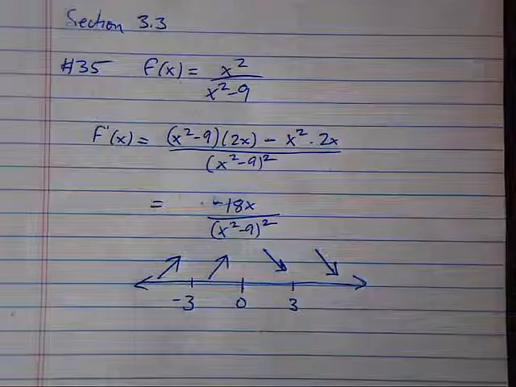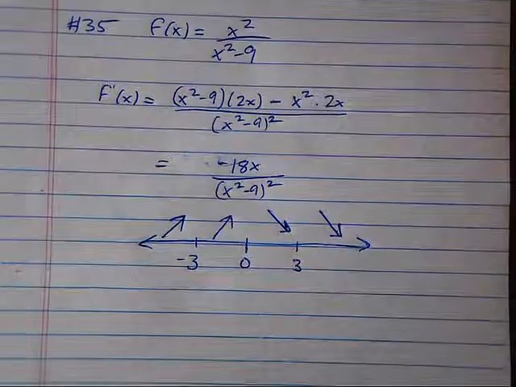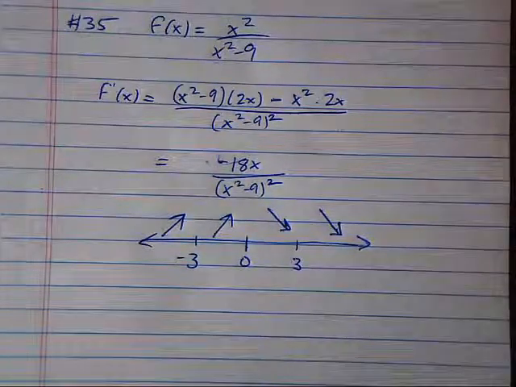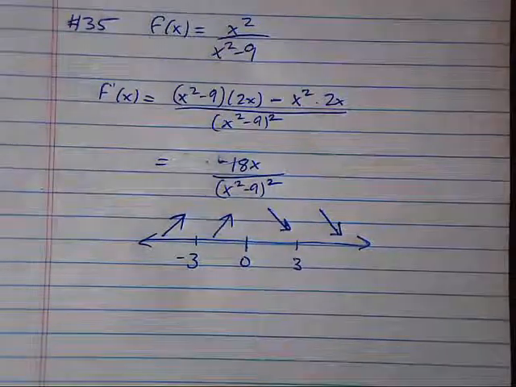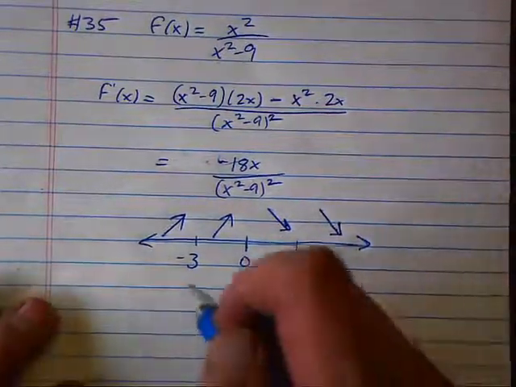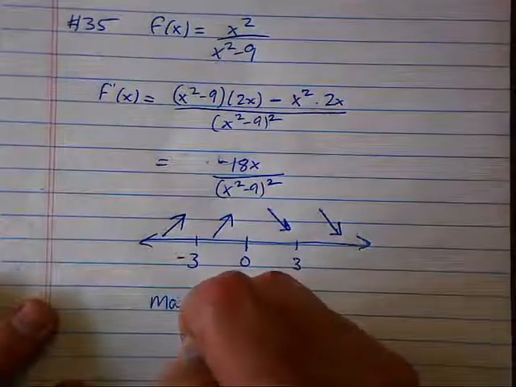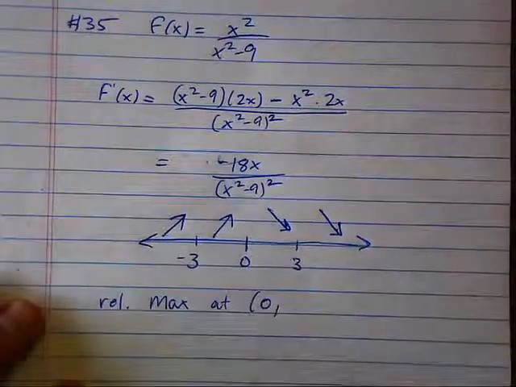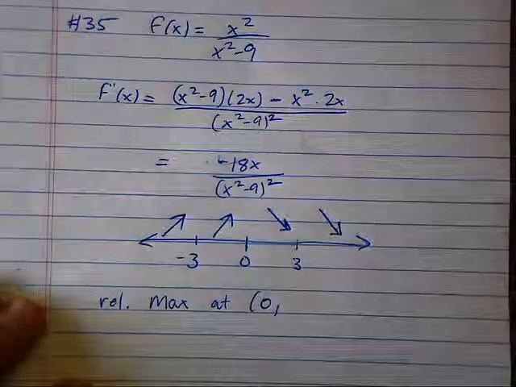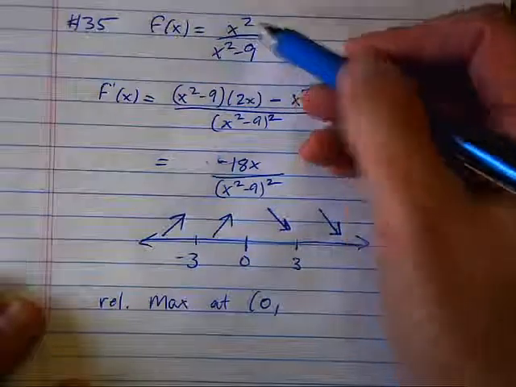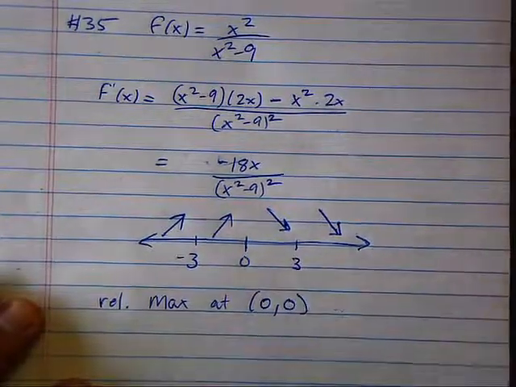So the only critical number is 0. And what's happening at 0? Do we have a minimum or a maximum? We have a maximum because the graph is going up, then it comes down. So our answer would be relative max at, if x is 0, then y is also 0, because I would take 0, plug it into the original problem. I would get 0.